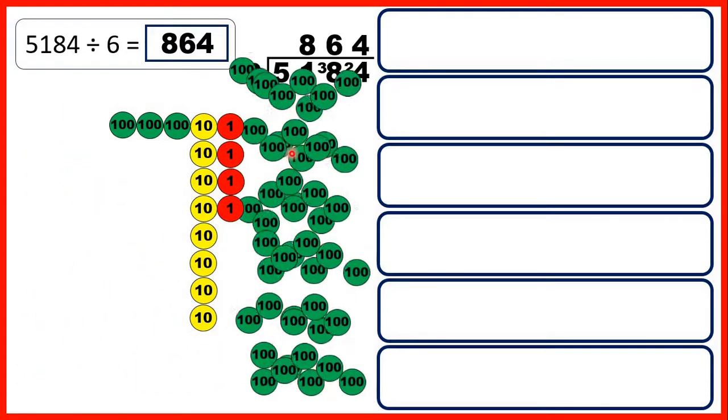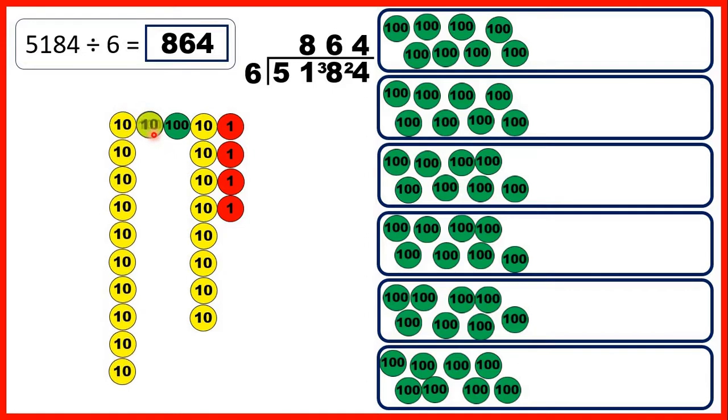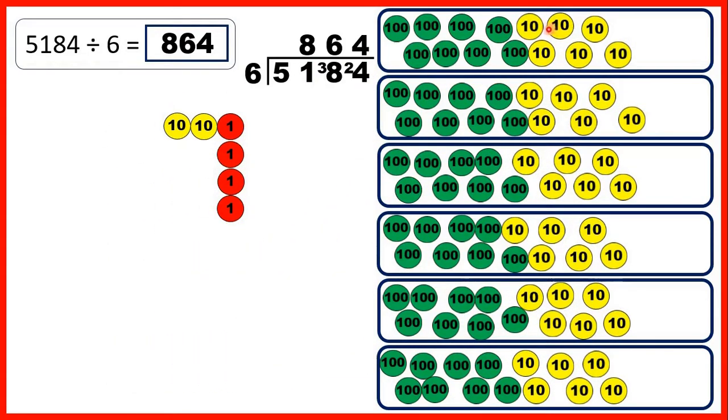We can share out 48 of those because 8 times 6 is 48, so we get 800 counters in each of our groups. But we have 300 counters that we can't share out, so we write the remainder 3 in front of the next digit, so in front of our tens digit, and that's because we can exchange each of our 100 counters for 10 counters. That gives us 38 10 counters. We can share out 36 of those with 6 in each of our groups.